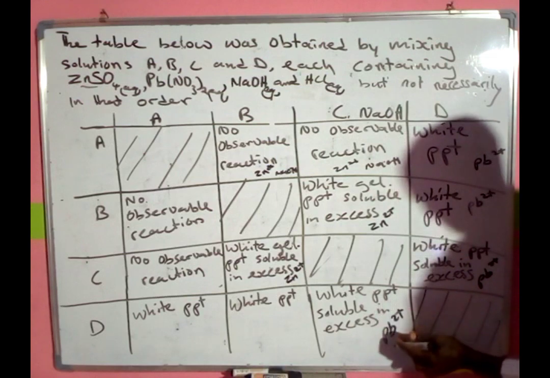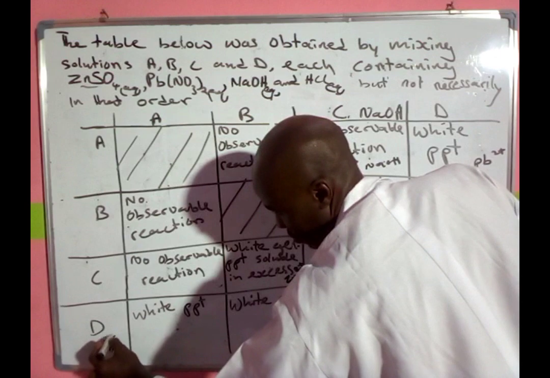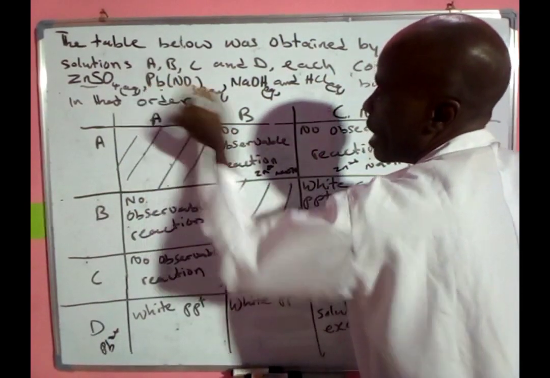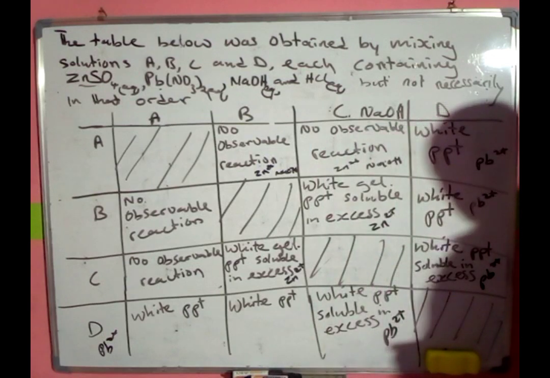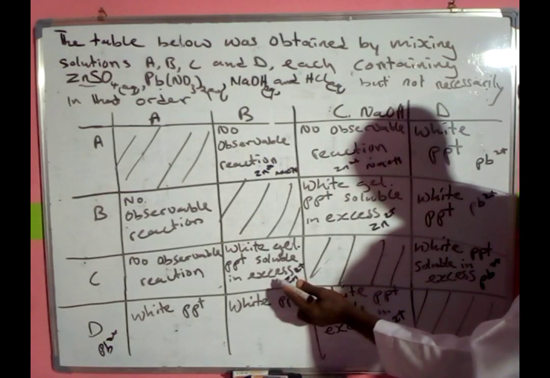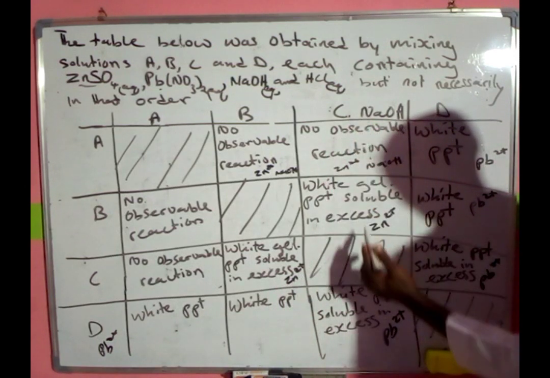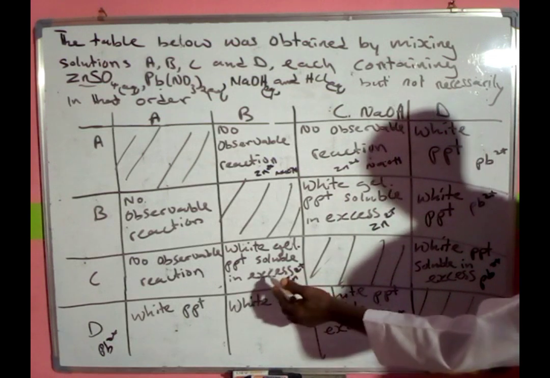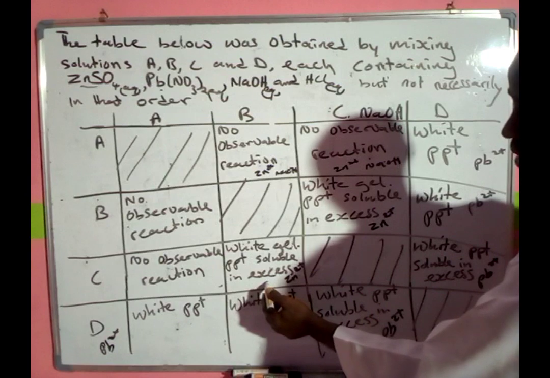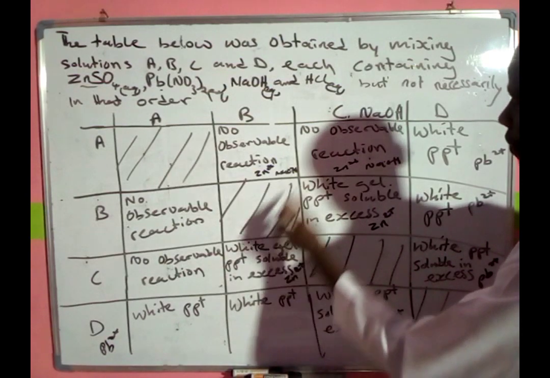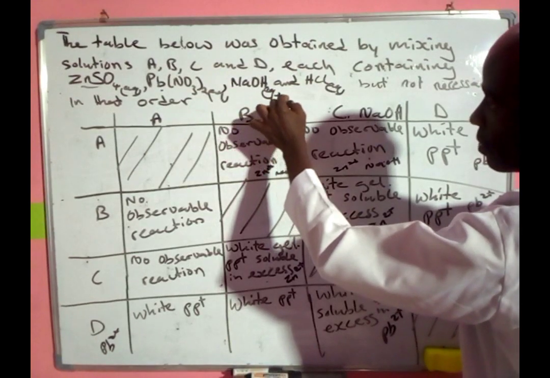So here, D is what? Lead ion. That means D should likely be what? It's likely to be lead trioxonitrate V. So in this other column where we have zinc, notice that C is what? C here is sodium hydroxide, and here we have zinc as indicated by the addition of sodium hydroxide, meaning that zinc ion is also present in this place.